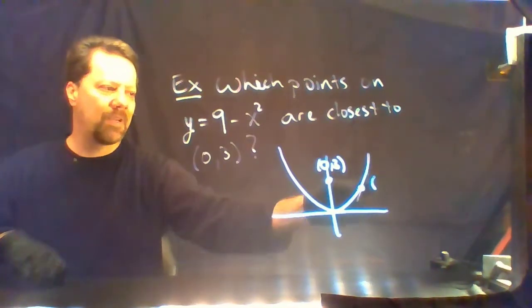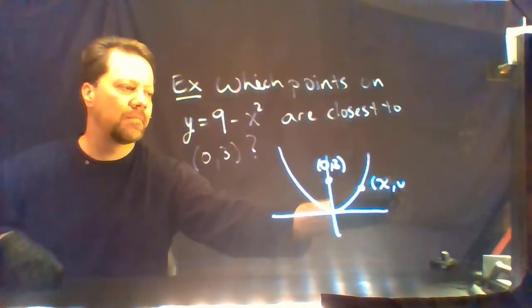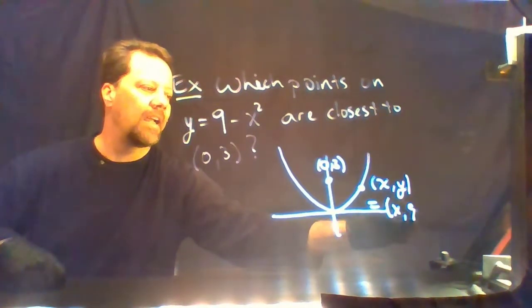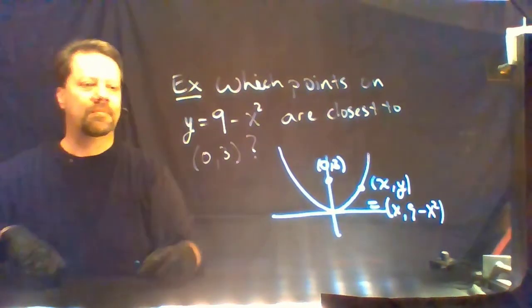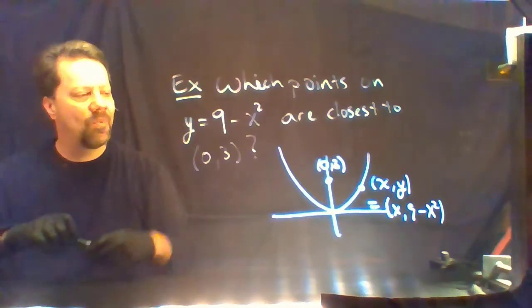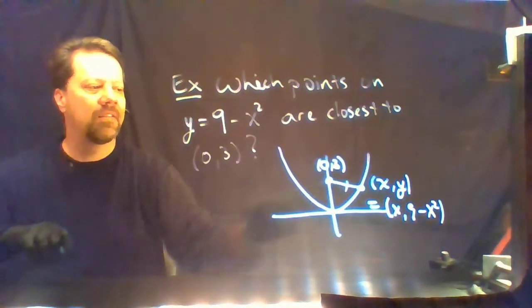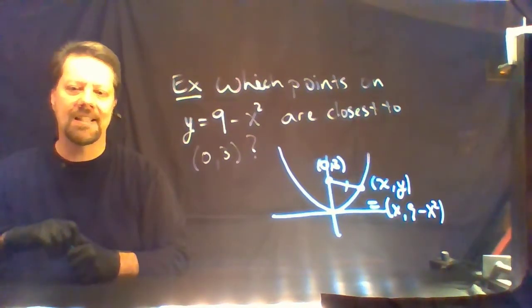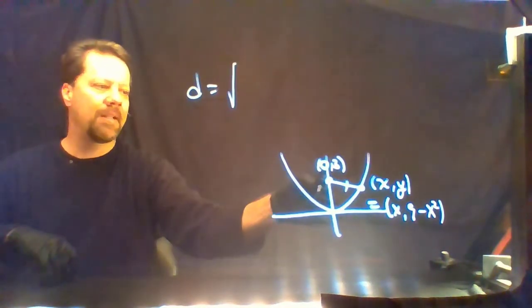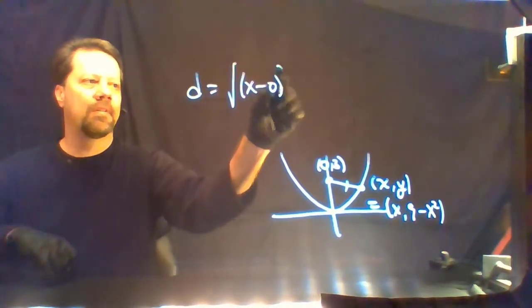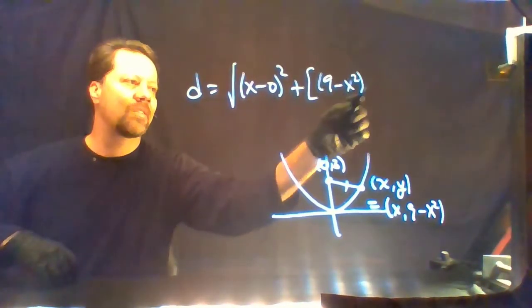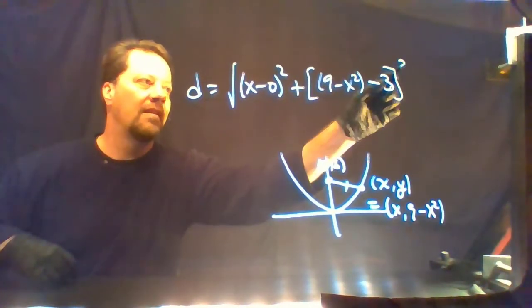If we do have a point on this parabola, it will have the form x, 9 minus x squared, because the y-coordinates are constrained to be on this curve. What is the distance between here? We need to know how to calculate that distance. The distance is given by the square root of x minus 0 squared plus 9 minus x squared minus 3 squared.